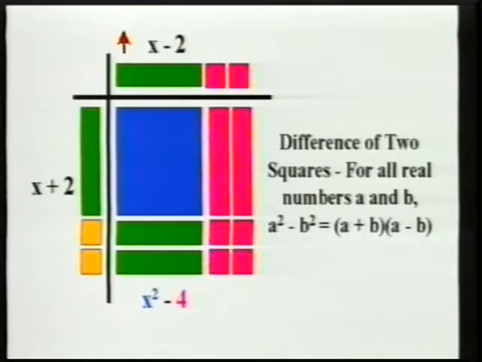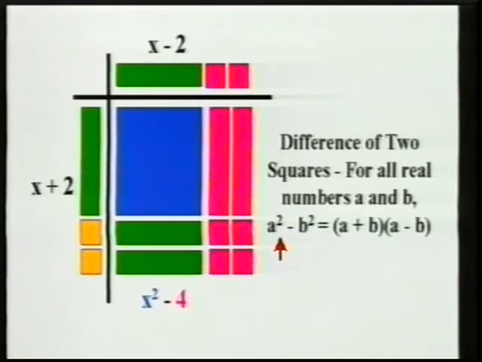A squared minus b squared represents the difference of two squares. The factors that generate the difference of two squares are represented by a plus b times a minus b. Now, our a in this case is represented by x, our b is represented by 2, causing us to have the factors of x minus 2 times x plus 2.